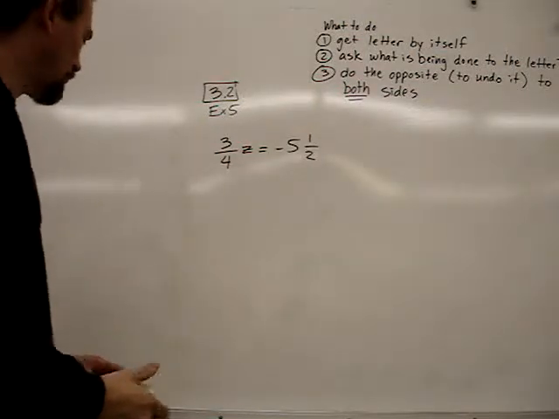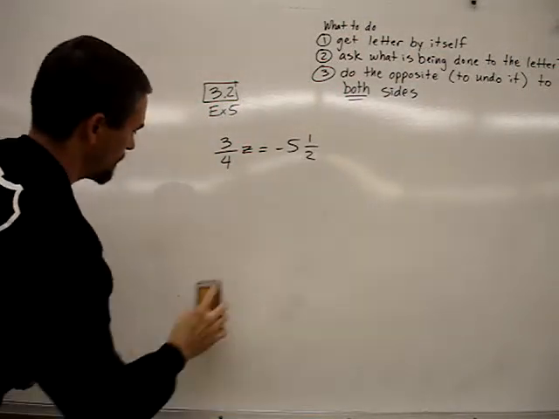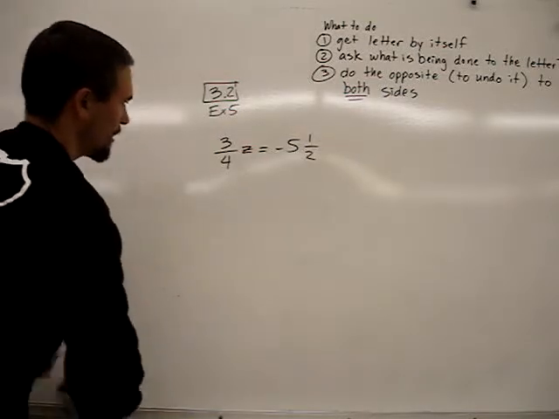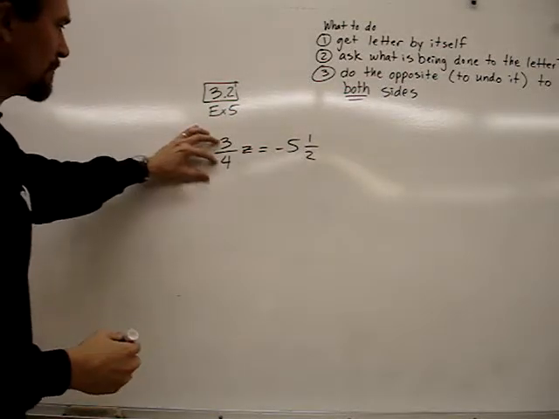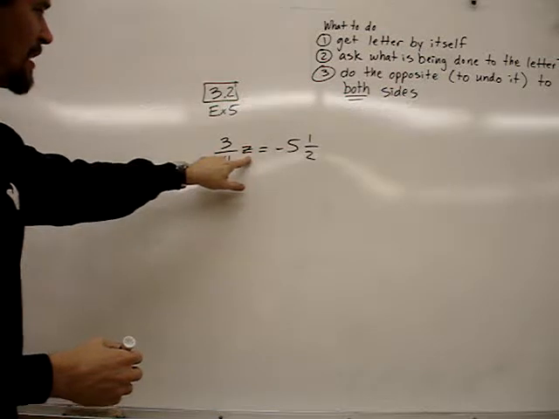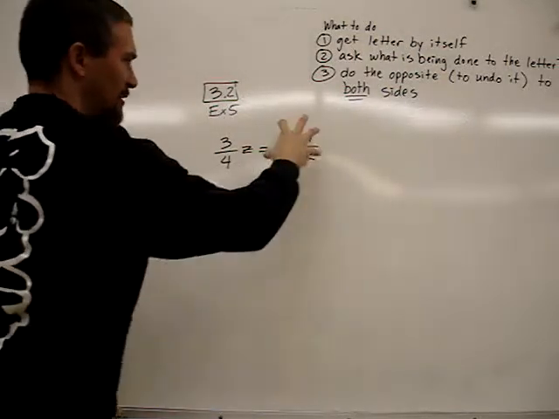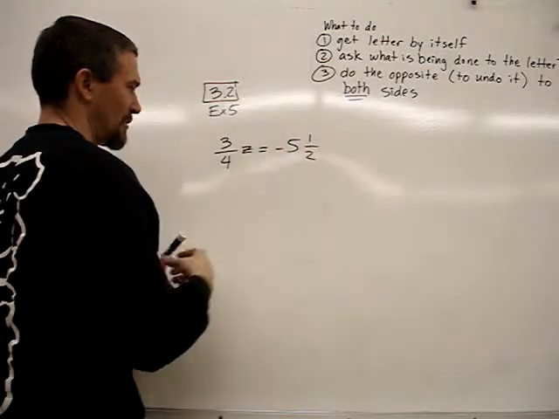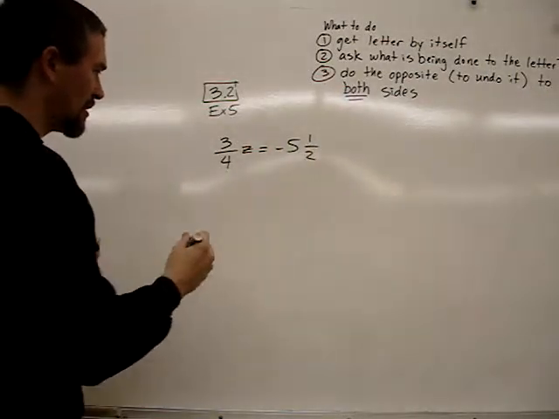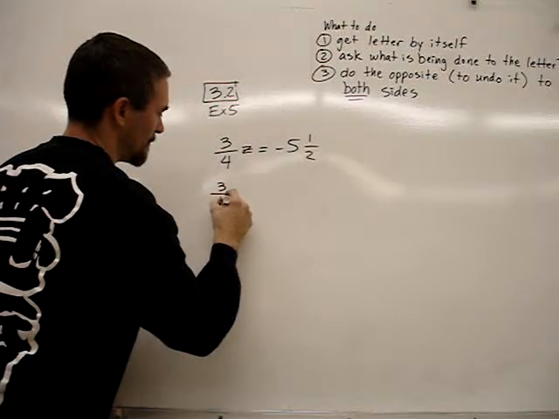Okay, example 5. We have 3/4 being multiplied times z, and that's supposed to be equal to -5 1/2. First thing, we should probably just deal with this because we're going to end up needing it to not be a mixed number. So let's take it down one step.